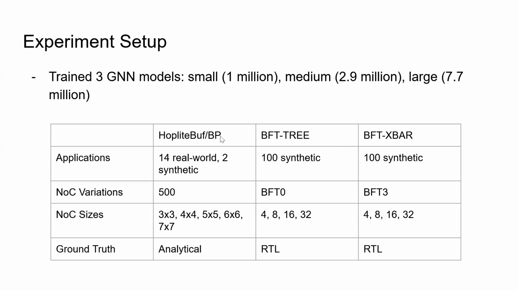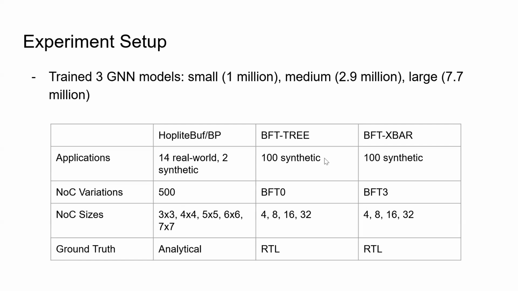Oh, okay. So each of these models is fine-tuned to one architecture. Okay. For the Hoplite Buff and BP, you have 500 variations. This means in the given size, 3 by 3 up to 7 by 7, each slot will be either a Buff switch or a BP switch. I think that comes out to 500. Don't check. For ground truth, what this means is how do they generate the actual golden result? For Hoplite, Buff, and BP, I think Hoplite has an analytical model, Hoplite RT I think it's called. So that's what they use.